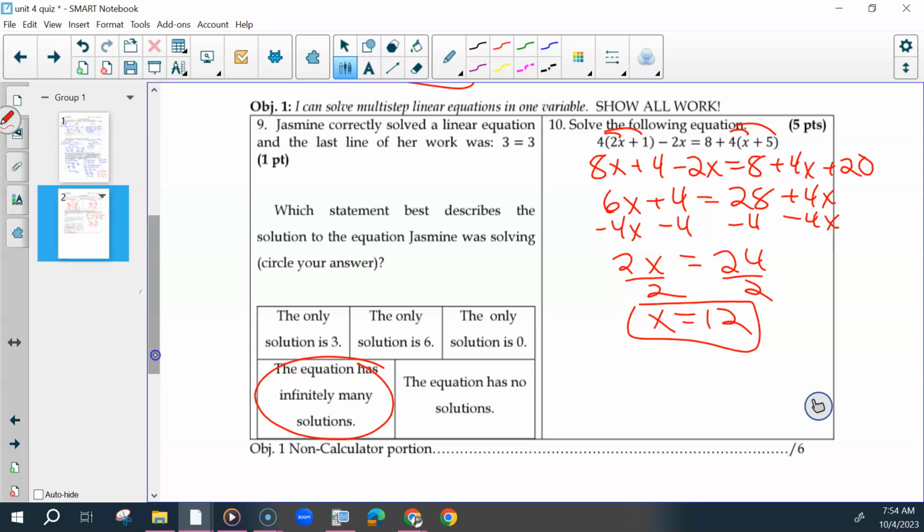Do we have any questions in general, or specifically about the test tomorrow? How many questions are there? 4 to 5 questions for each of them, including the no calculator and calculator. Other questions?